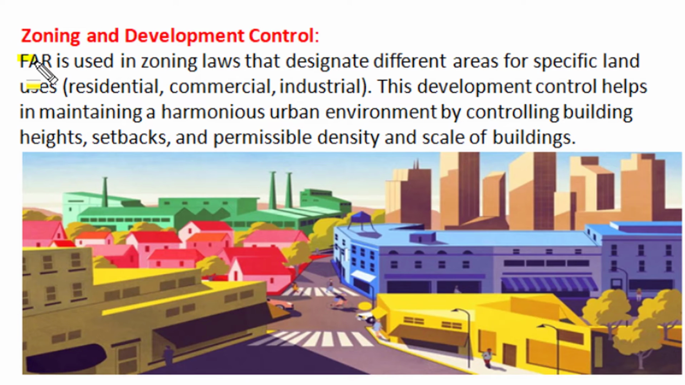Floor area ratio FAR is used in zoning law that designates different areas for specific land use like residential, commercial or industrial as per the requirement of that urban space. Now this development control of FAR helps in maintaining a harmonious urban environment by controlling building heights, their setbacks and permissible density and scales of buildings.